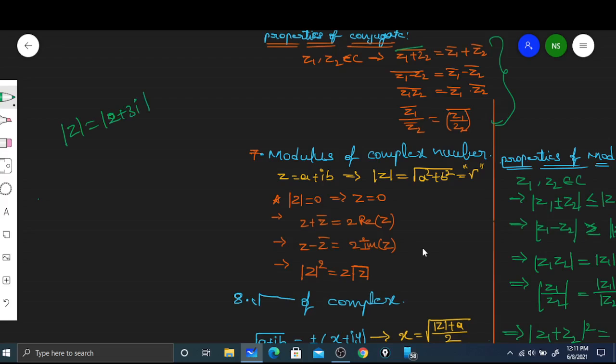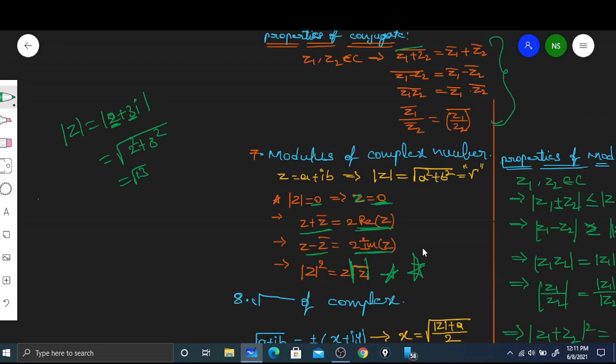Okay, some example, so that I can find the square root: the square of this one plus the square of this one, 2 square plus 3 square, which is 4 plus 9, which is 13, root 13. Like that we will find out. Then if mod Z is 0, definitely Z is also 0 only. Z plus Z bar is 2 real part of Z, Z minus Z bar is 2i imaginary part of Z. Z square, this is a very important formula to solve many of our MCQs.